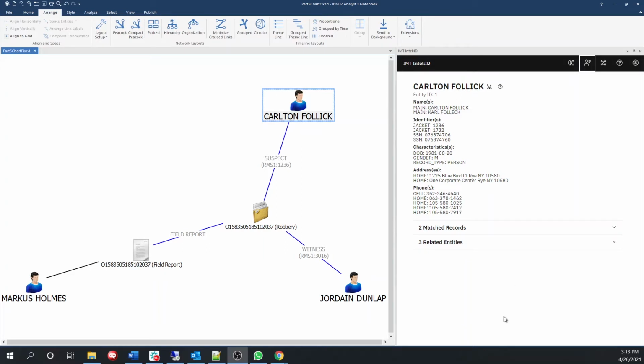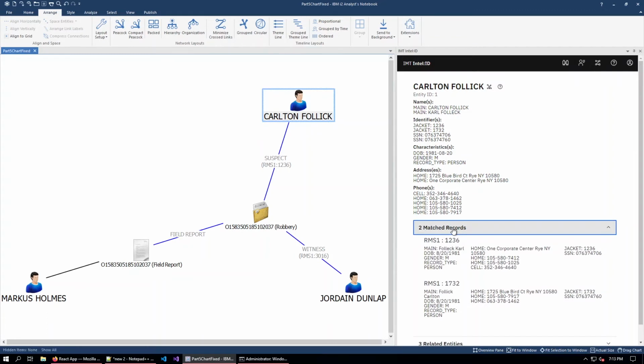We notice that Carlton has two source records that were resolved to create one entity. We can expand this section to see what data sources contributed to this entity and what sources that data came from. In this case, there are two records from the RMS1 source system that Intel ID has determined is the same person, showing us that this is a probable duplicate within the master name index of the RMS1 system.